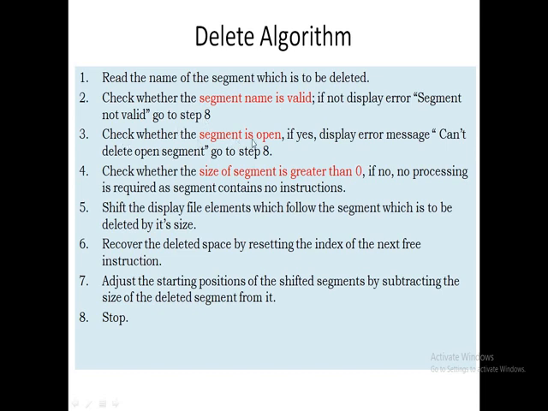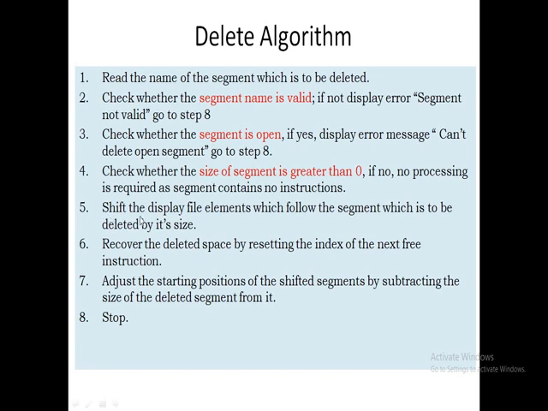Next, we check whether the segment is open. If yes, we display the message "can't delete an open segment." So you cannot delete an open segment, and you should go to step number 8. The third important thing we should check is whether the size of the segment is greater than 0. If no, there is no point in deleting a segment whose size is 0. There is nothing in that segment. So if no processing is required, as the segment contains no instructions, this becomes a null operation.